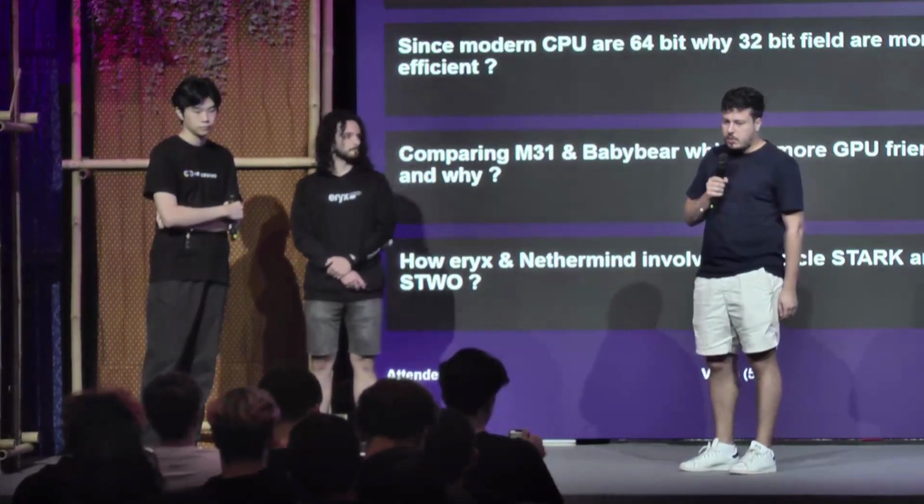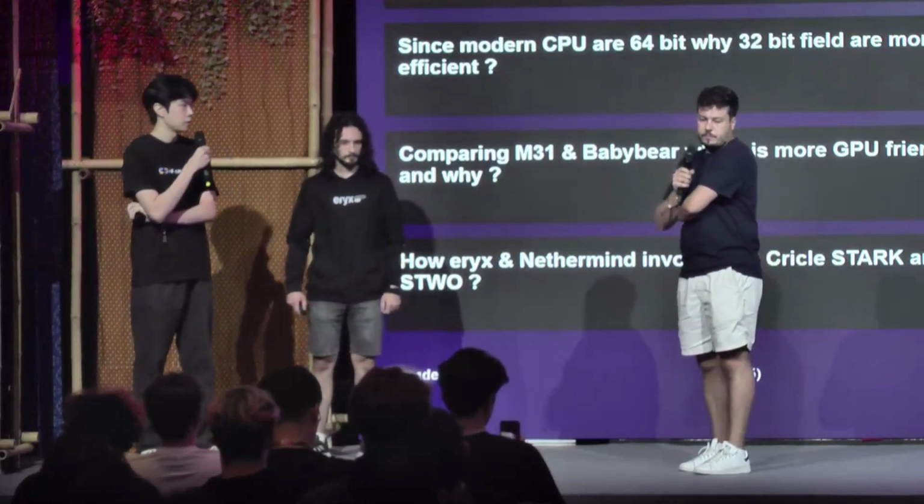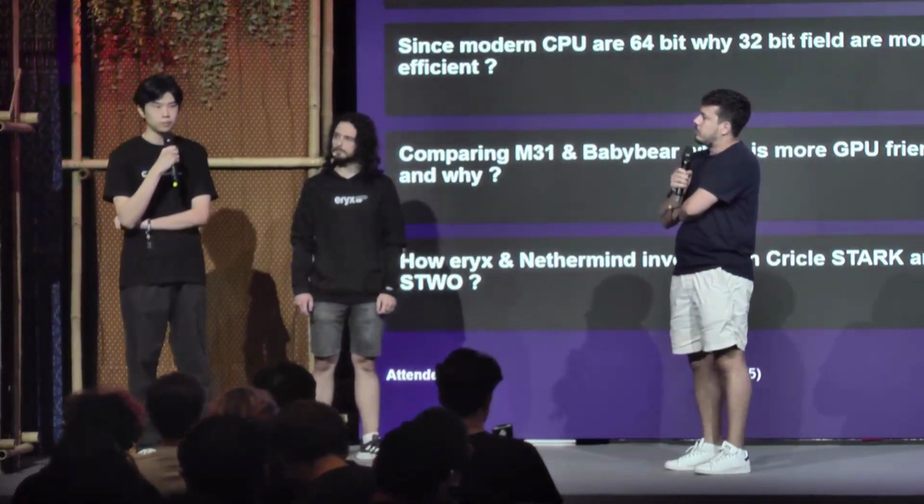Comparing M31 and BabyBear, which is more GPU friendly and why? So M31 would be much faster just because it utilizes that 32-bit space more efficiently, and in the improvements that you saw over just BabyBear, you get about 1.4x. It comes down to a trick that you can use with the Mersenne prime specifically, 2 to the power of 31 minus 1. I won't get into further details, but if you look it up online, there is an easy way to do modular arithmetic on it. Okay, cool.